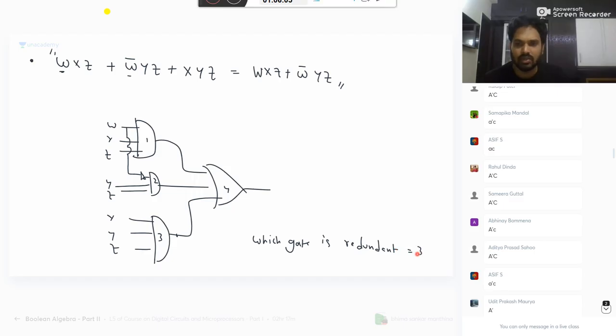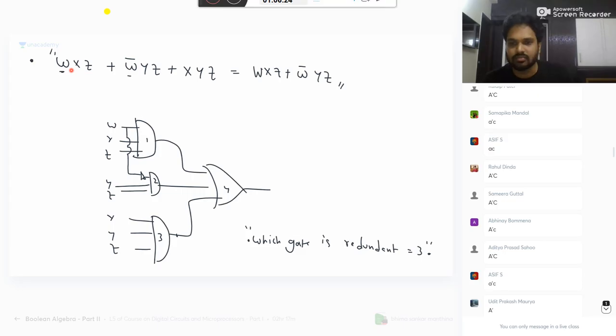It is 3. In my class, I always assume you don't know anything. I don't assume you have already studied. I start from the basics only. Even these symbols we discuss in the class.